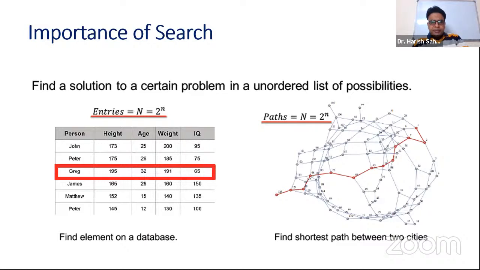Is it clear? Yes, sir. If data is not sorted, then the complexity is of order n. So where else will we find searching?